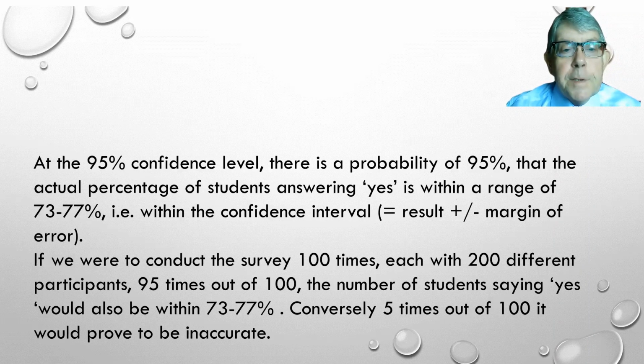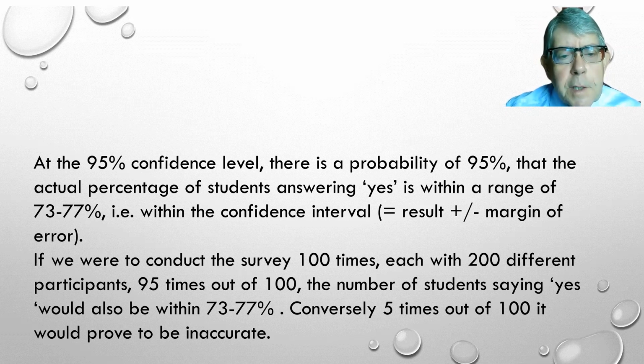At the 95% confidence level, there is a probability of 95% that the actual percentage of students answering yes is within a range of 73 to 77%, i.e. within the confidence interval, which is the result plus or minus the margin of error, which we said was 2%. So 75% minus 2% gives us 73, 75% plus the 2% gives us 77.